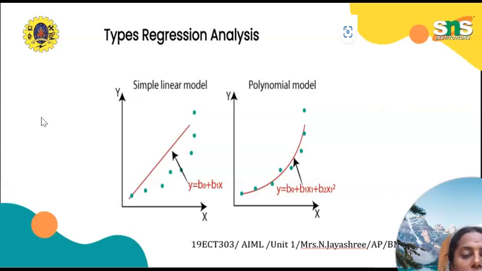Polynomial model. Here the expression is y equals b0 plus b1 x1 plus b2 x1 squared. So this polynomial model is the expression of x squared, x and a constant value, whereas linear regression is y equals b0 plus b1 x.